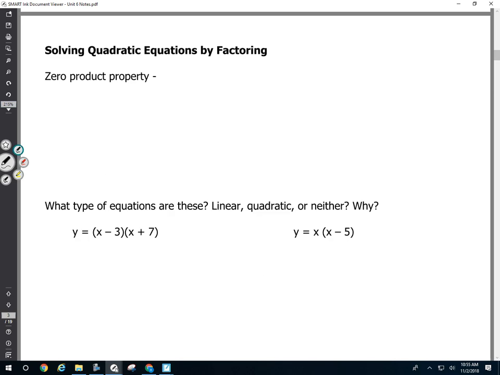Here's the key. The fact that we have some equation equal to 0. We are going to use the zero product property to help us solve these, because I know that anything being multiplied by 0 is 0.